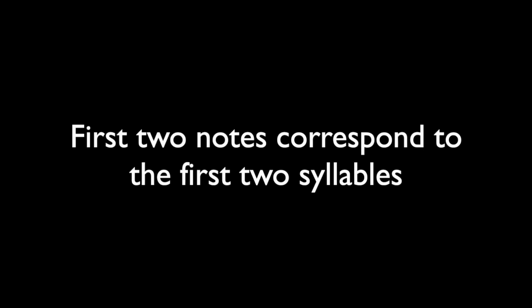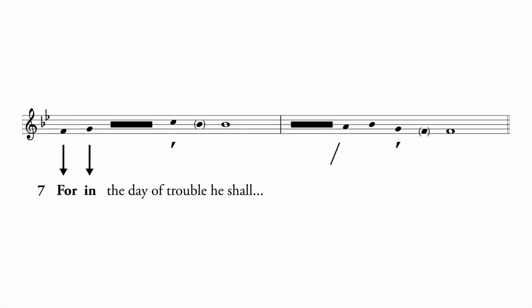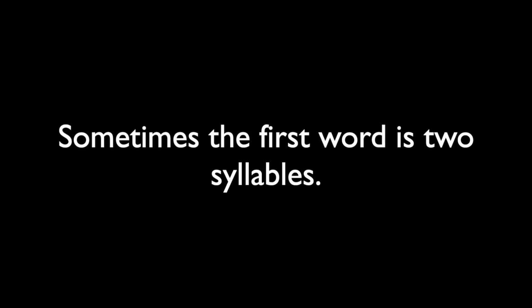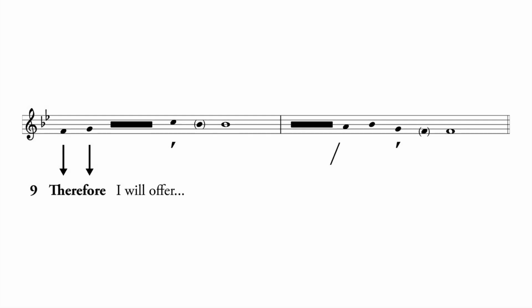To begin with, the first two syllables correspond to the first two notes, the intonation, in the psalm tone. In some cases, this will correspond to the first two words if they're only one syllable each, such as for in verse 7. For in. In some cases, the first word will be two syllables, in which case you sing the first two notes to the first two syllables, such as therefore in verse 9.